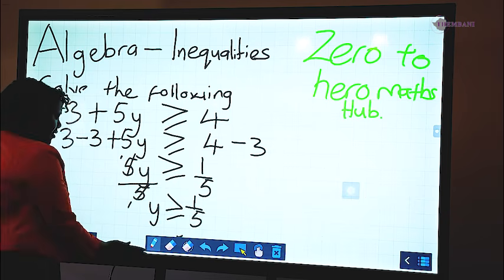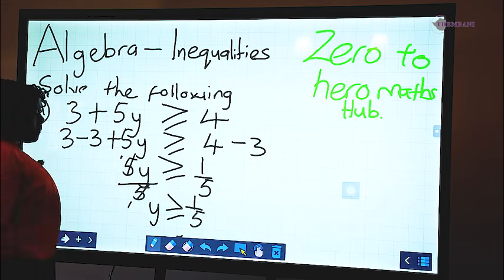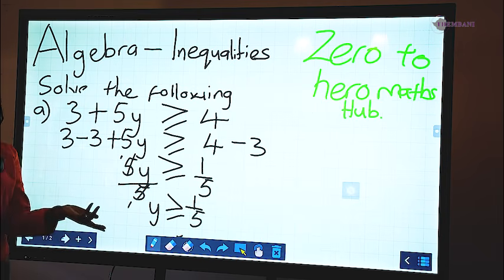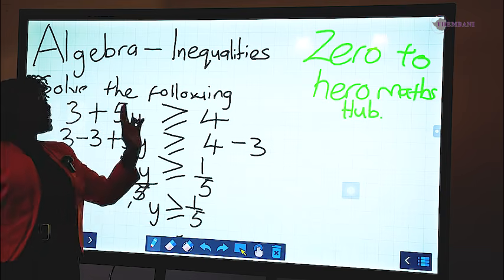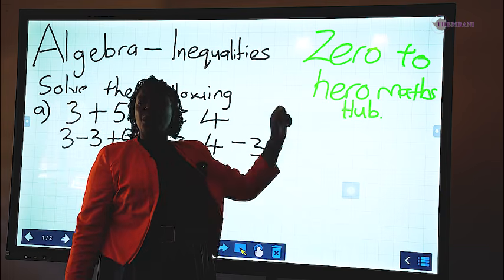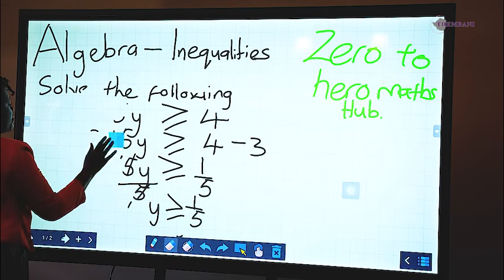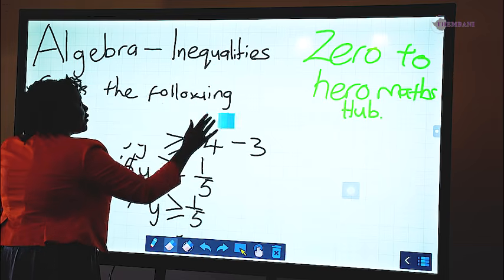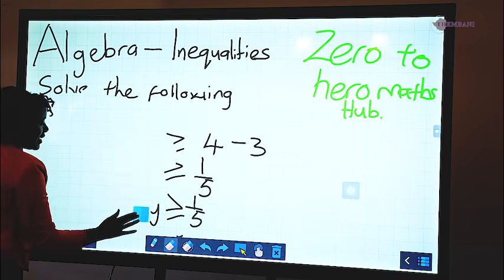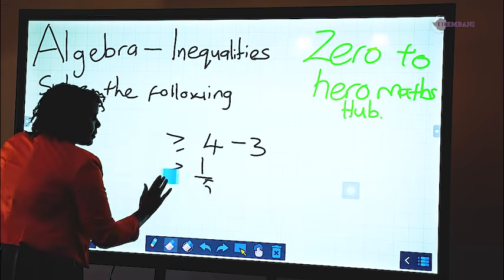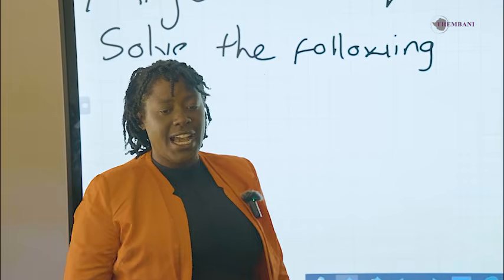I'm going to do another one, which is simple. But before I rub this out, I don't think we have any questions. Remember, this is from 0 to hero. Already you know what is supposed to happen to these simple questions. So now we are moving on to the third question, which is our part C. It's still a simple linear inequality.